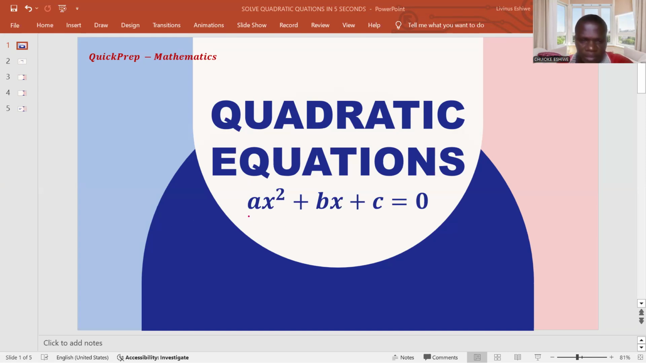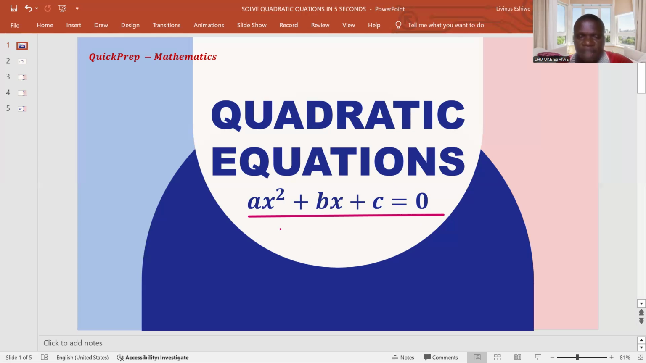Now let's look at this. First of all, every quadratic equation has a general formula: ax squared plus bx plus c equals 0. Now, what does this simply mean? It means that the highest power of any quadratic equation must be 2. That is the highest power of any quadratic equation.